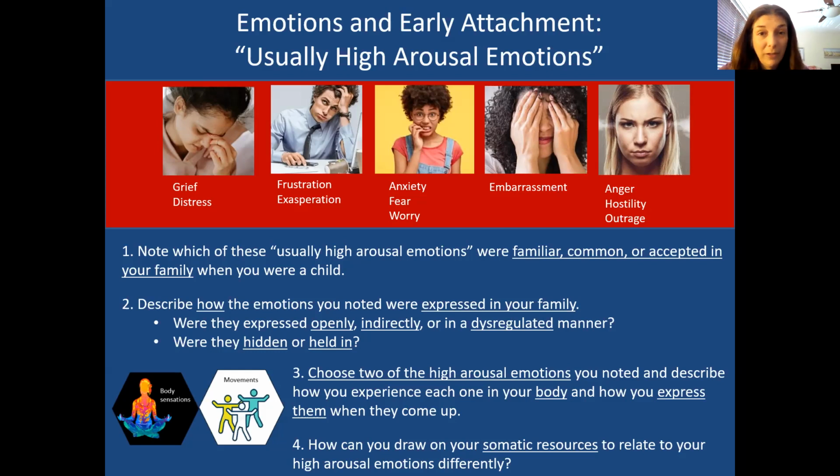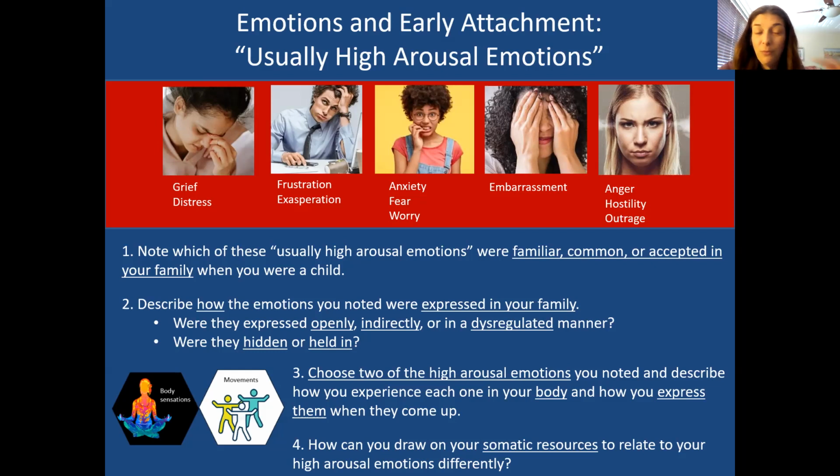Choose two of the high arousal emotions you noted. Describe how you experience each one in your body and how you express them when they come up, right? So are you overt in your expression? Do you reach out to somebody and talk about it? Do you do some kind of activity around it? If you're feeling grief or distress, do you cry? If you're frustrated, do you pound your desk with your fist? What do you actually do?